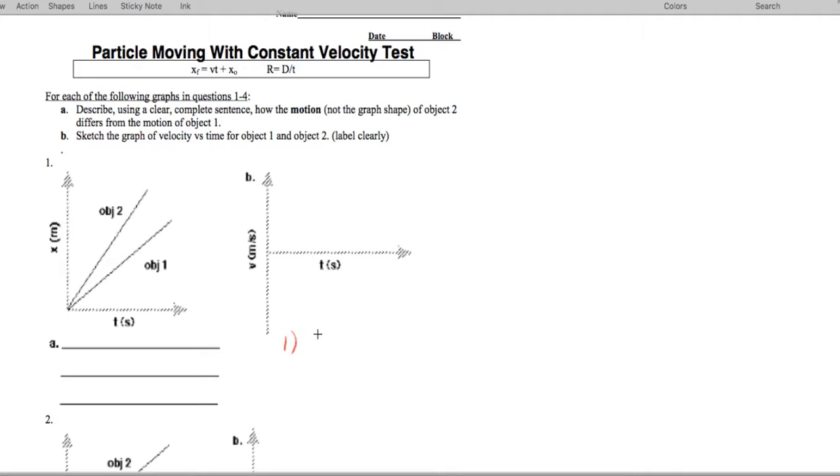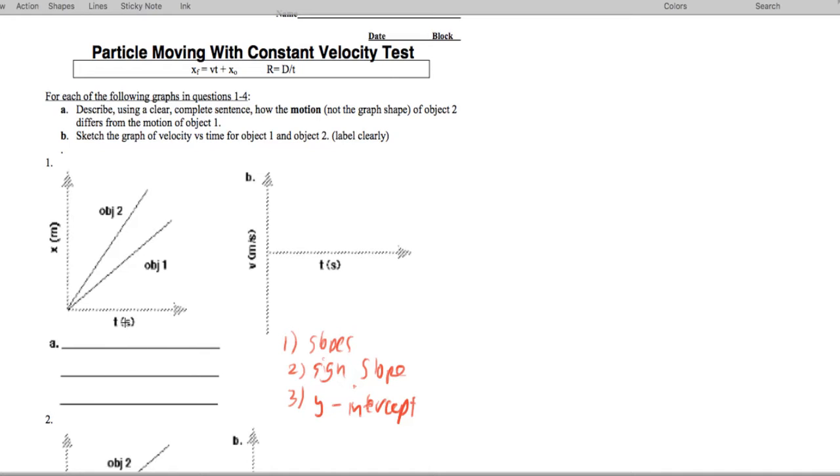You need to look at the slopes and compare them. You need to look at the sign of the slope, and you need to look at the y-intercept. And then you need to write those three things up using physics. So here's what I mean.